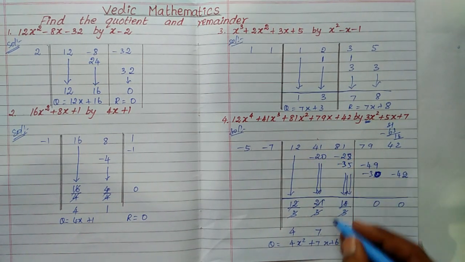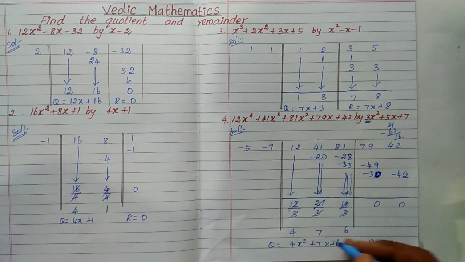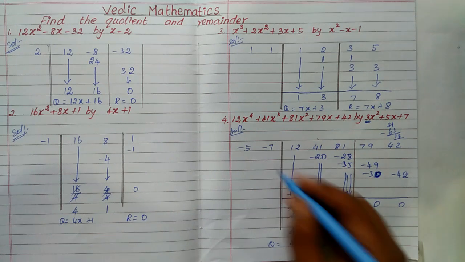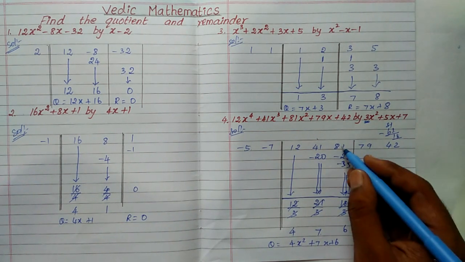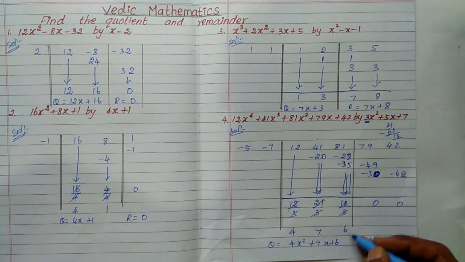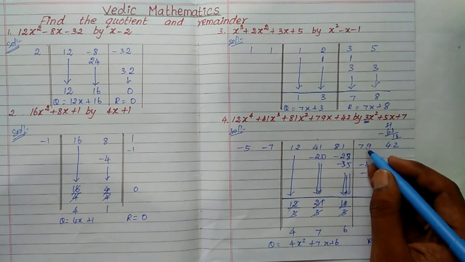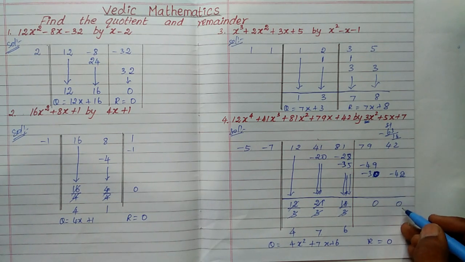So 41 minus 20 is 21. 21 divided by 3 is 7. Take 7 and multiply here. 7 into minus 5, minus 35. 7 into minus 7, minus 49. Now the third value is complete. So 81 minus 63 is 18. Again divide by 3, and 6 3s are 18. And 6 into minus 5, minus 30. And 6 into minus 7, minus 42. 79 minus 79 is 0. And 42 minus 42 is 0.